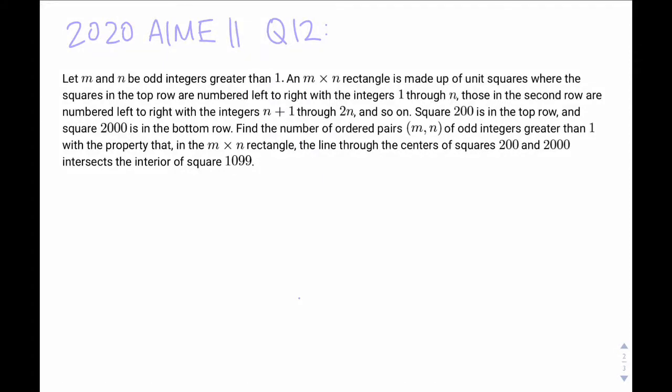Hey everyone, today we're going to be going over the 2020 AIME 2 question 12. So let's get started. Let m and n be odd integers greater than 1.